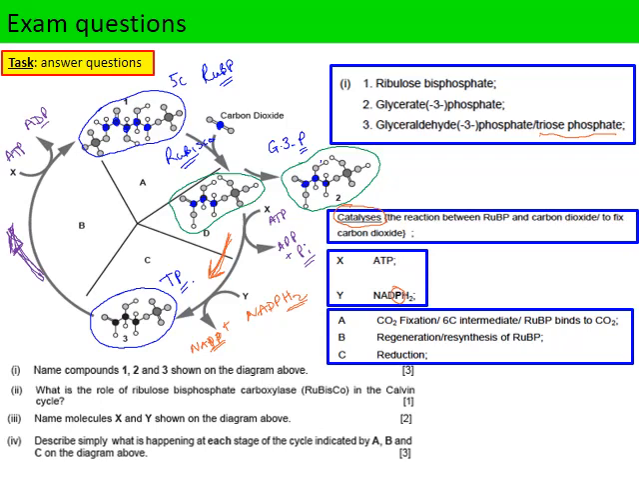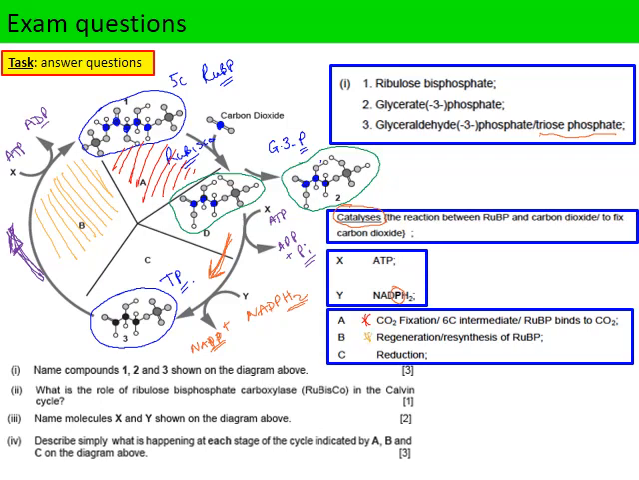Now, if we start to look at A, B, and C and what's happening during these processes, well, we know A at the top. If we just highlight this process here in the Calvin cycle, this portion is carbon dioxide fixation, which is listed here on the right hand side. Now we know B, because triose phosphate is being used to remake ribulose bisphosphate, it must be the regeneration of that 5-carbon molecule.